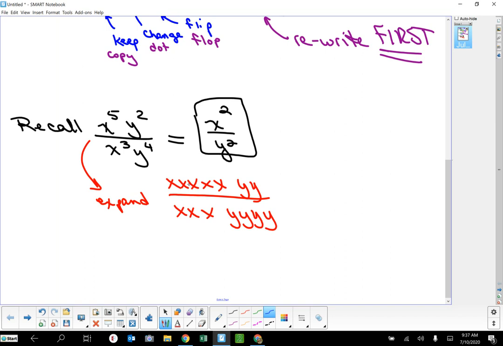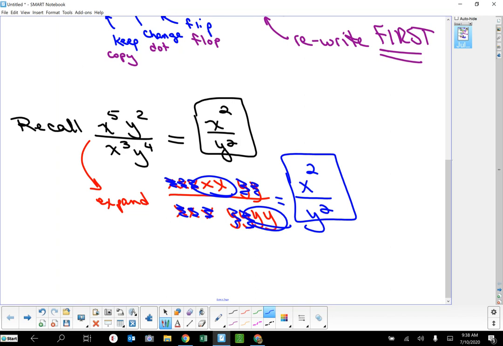So I have 3 x's on the bottom. We'll cancel into 3 x's on the top. So 1, 2, 3. 2 y's on the top will cancel 2 y's on the bottom. And what's left over? 2 x's, or x squared. That is not 2x. It's 2 x's. They get multiplied. x squared over 2 y's, which is y squared. Right? Or you can simply subtract. 5 minus 3 is 2. Always subtract from the bigger number. And 4 minus 2 is also 2. You're going to have the leftovers where you had more to start with. Whichever way works for you, but you need to be able to do that.